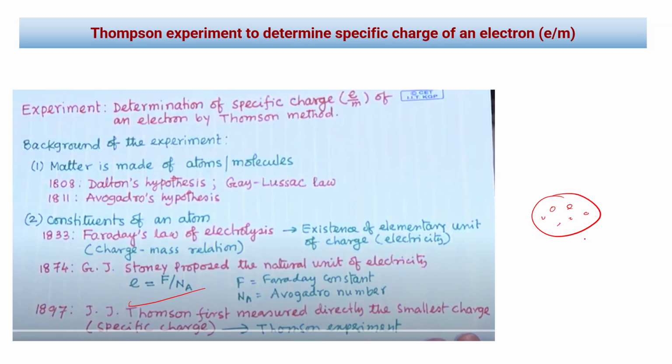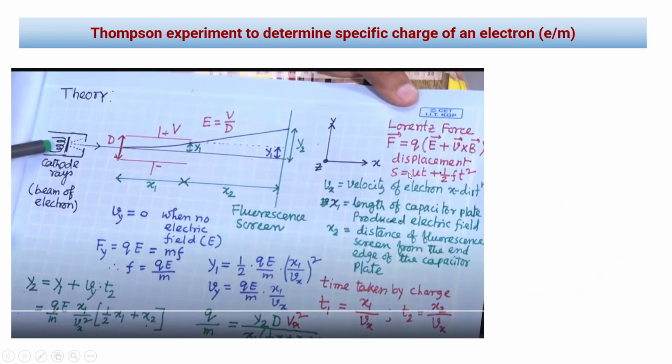Then Niels Bohr said no, it's not like this. Around a positive core, electrons are rotating in discrete quantized energy levels. This was told by Niels Bohr. But Thomson did accept this unit of charge, and he did this experiment to find out the value of the charge of the electron. So this was the experiment that we had discussed, how to find the value of charge from this.